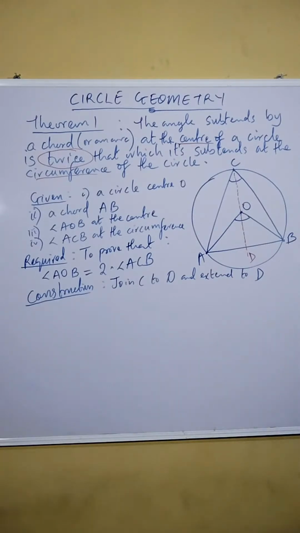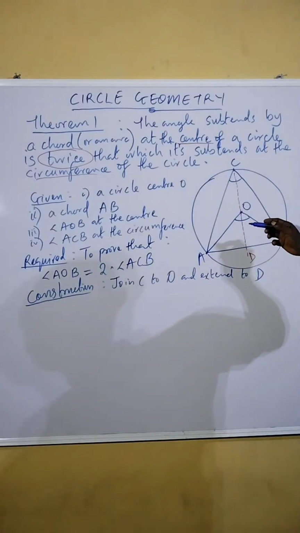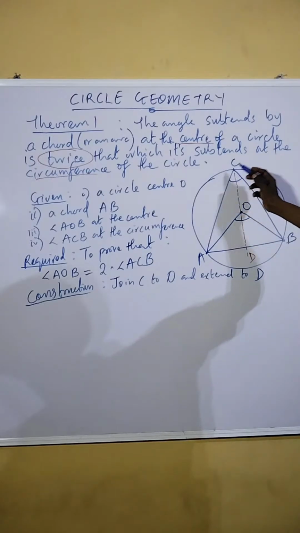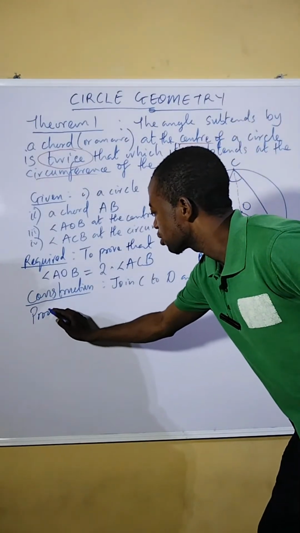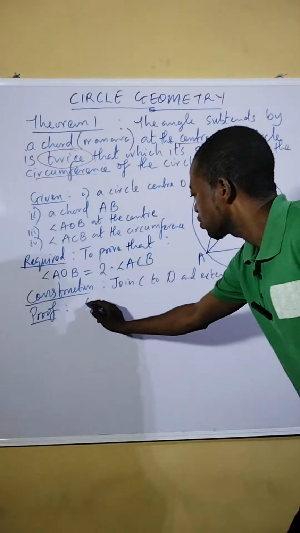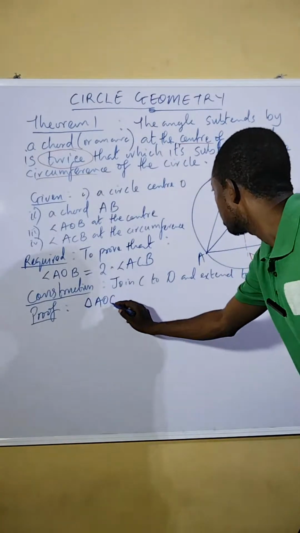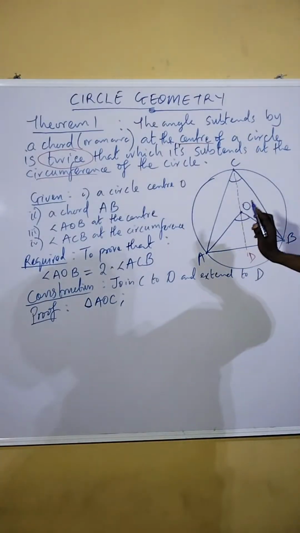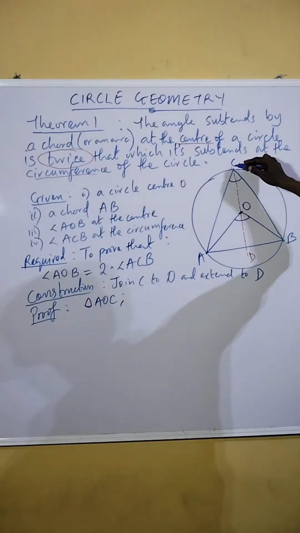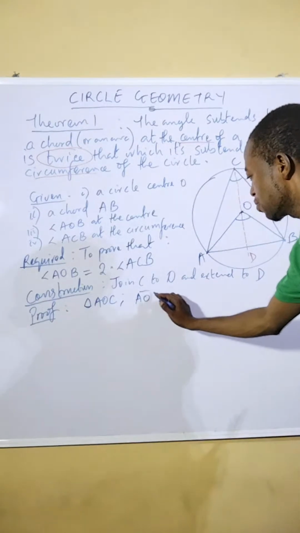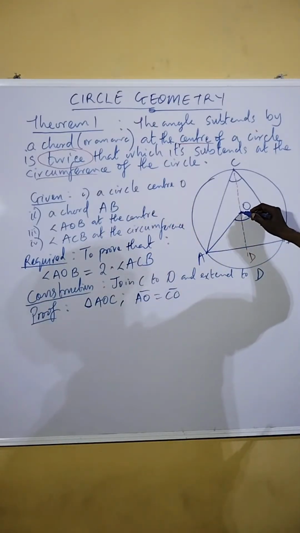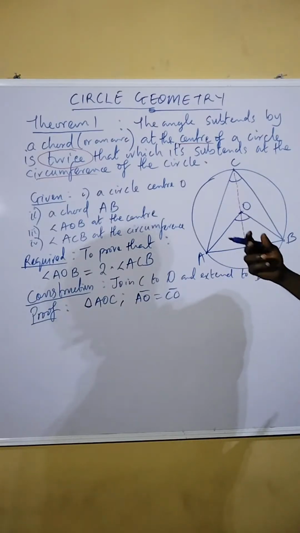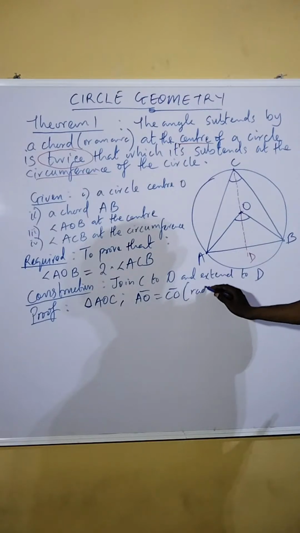So here I want to consider some triangles. When we look at this diagram, we have this triangle AOC. From triangle AOC, now the proof. When we look at this, we see that two sides are equal: side AO and side CO. So let's say line AO is equal to line CO. You must have the reason why they are equal. Why are they equal? Because they both come from the center of the circle, so both lines are radii, that is AO and CO.